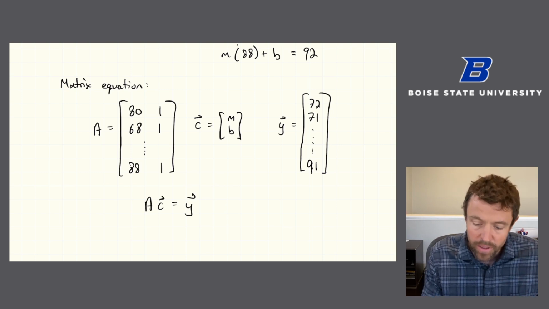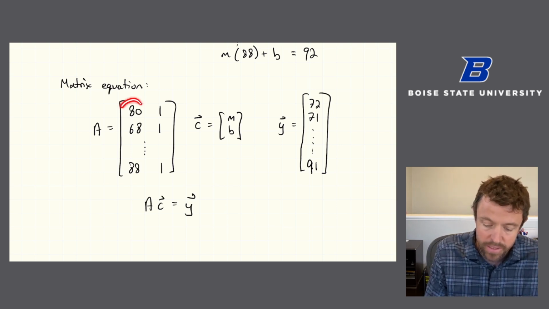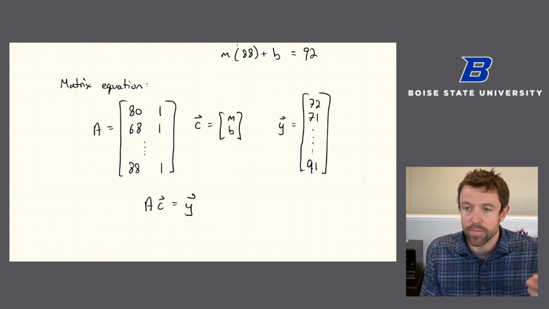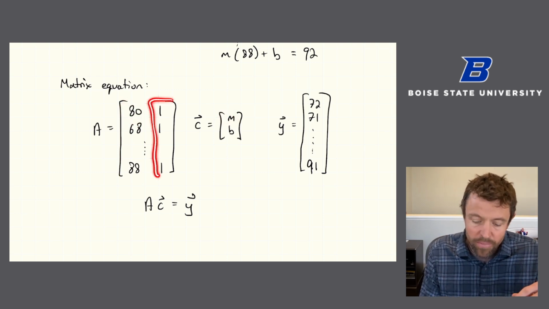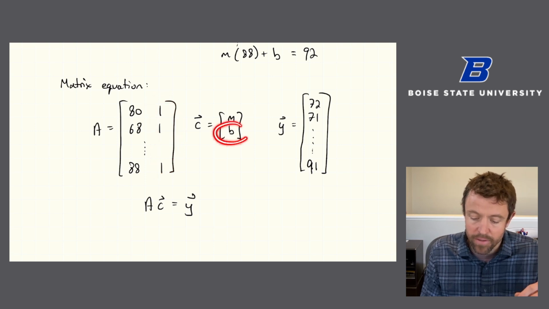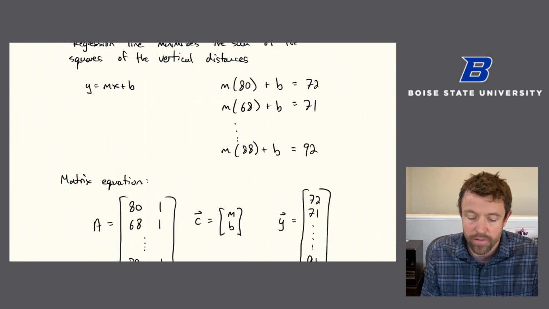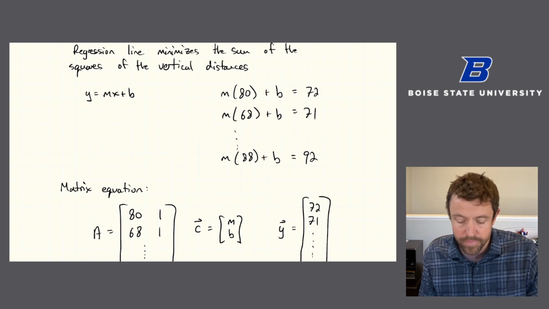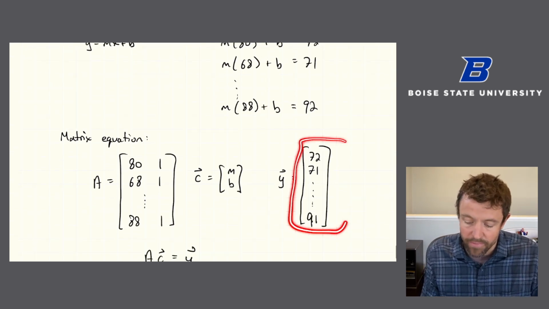This may look a bit weird, but when you multiply each of these out, this column is the x values, and so m gets multiplied by that. We're multiplying x by the slope. This column of ones is just representing the fact that we always have a y-intercept multiplied by 1. In all of these, the coefficient on b is 1. And then these are just the y values.